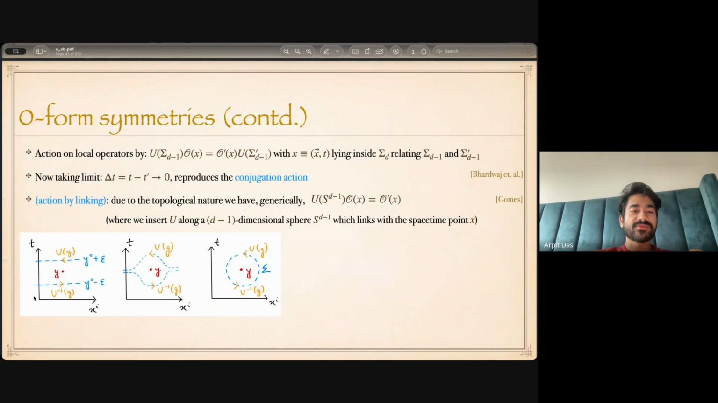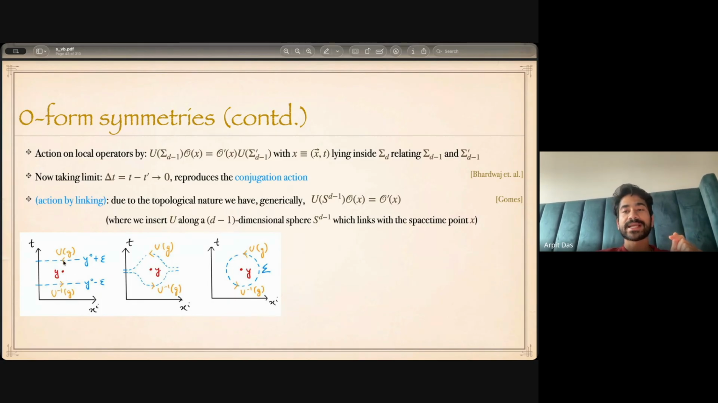So on my vertical axis, I have time. On my horizontal axis, I have space, and I am suppressing all the spatial directions to just denote it by one spatial axis. So this point y is where my local operator O is sitting, and I have a U, and then there is a U inverse. These orientations are reversed to denote that one is U and another is U inverse. Because conjugation is like U O U inverse, this is how we will draw it.